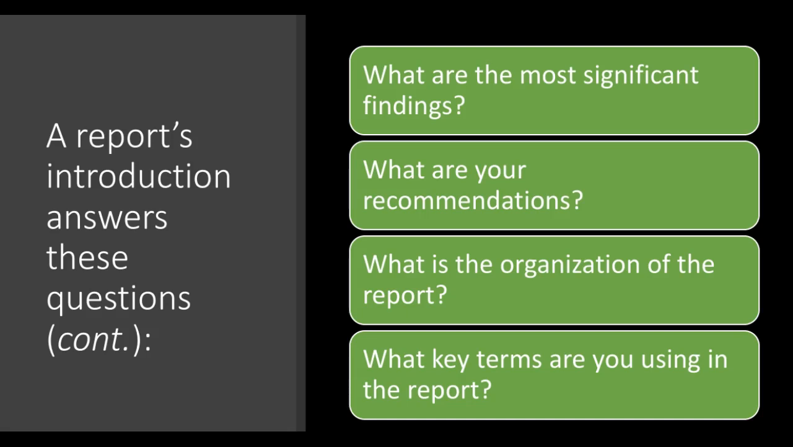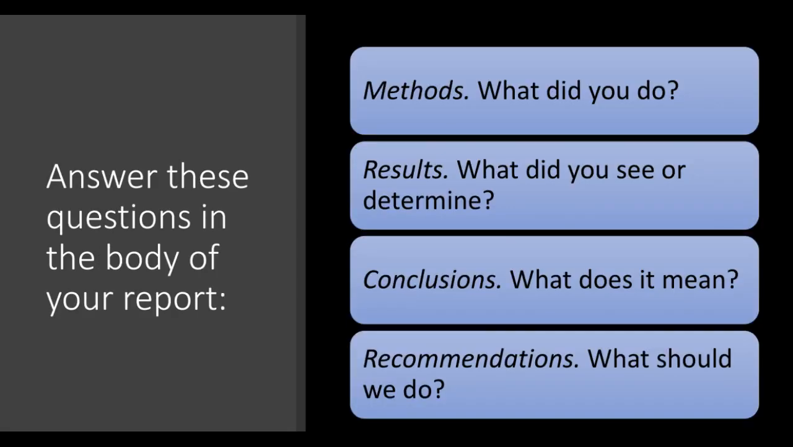And then the rest of your report is your justification. So your body of the report, methods, what did you do? How did you research? What kind of research did you do? Your results, what did you see or determine? What did you find from your decision matrix? What conclusions? What does it mean? What do your results mean? And then what would you like us to do? What should we do? How should we go forward? How should we proceed?